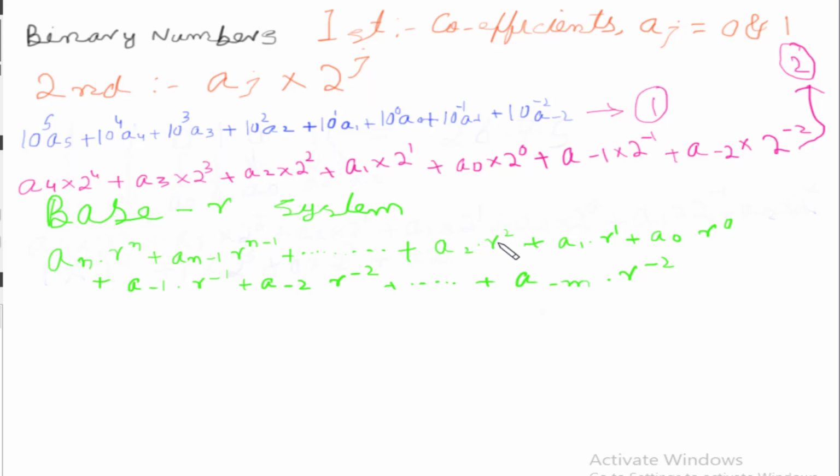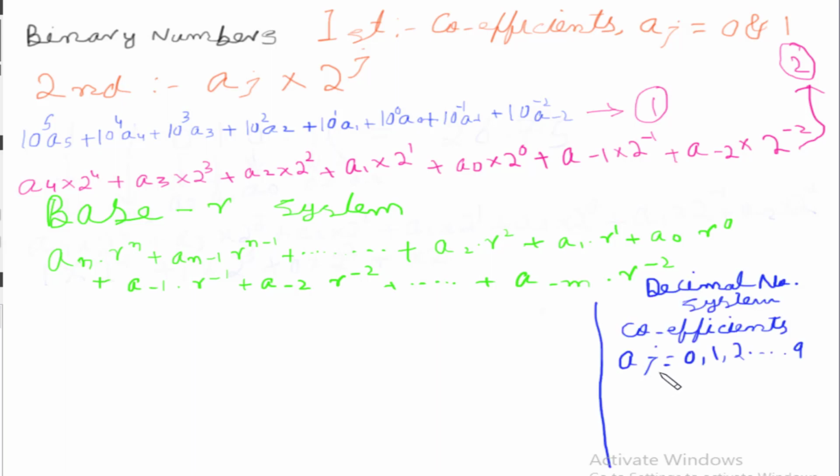Well, this base is the same as this one, and we keep on decreasing to this one as you go across this number. So r can take any value. Again, recalling from the decimal number system, the coefficient a sub j ranges in value from 0 to 9, that is 0, 1, 2, 3, 4, 5, 6, 7, 8, 9.